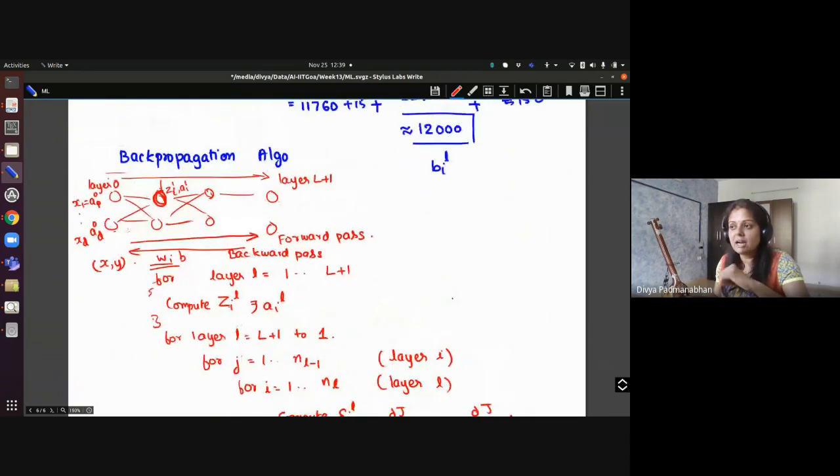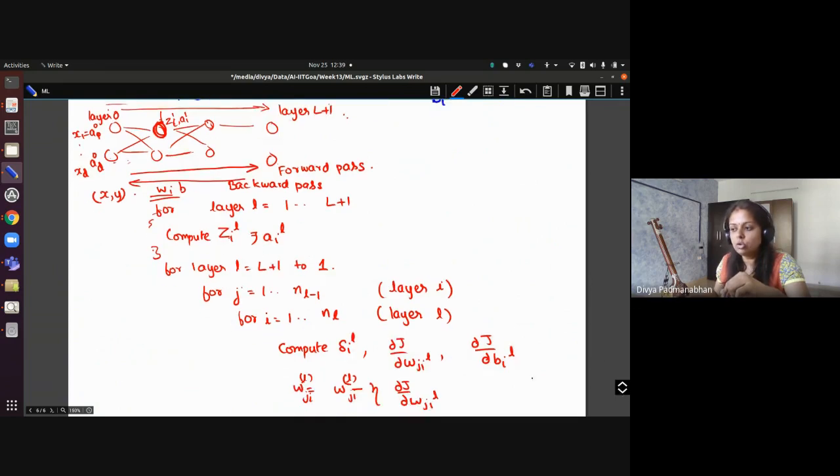Now you start from the end. You start from layer L plus 1 and you go back all the way to layer 0. And in doing that, you compute these gradients. So the gradients you compute in reverse, starting from L plus 1 to 1. And what you need is these WJIs, right?